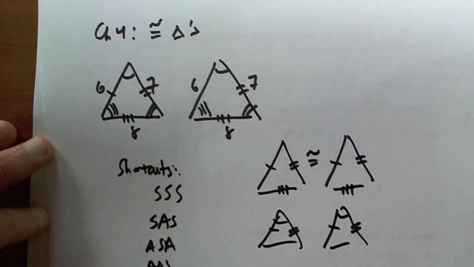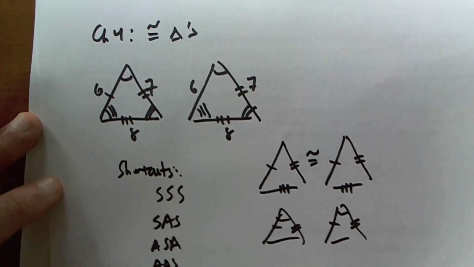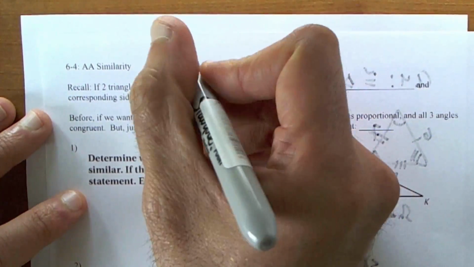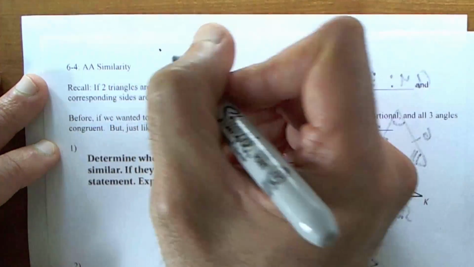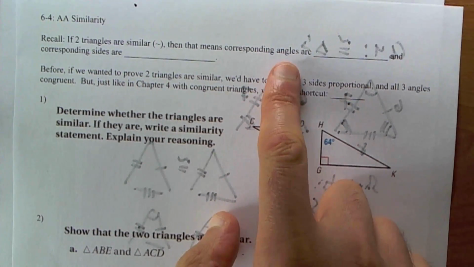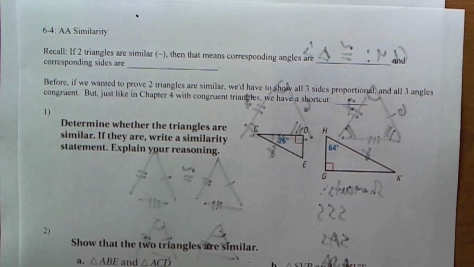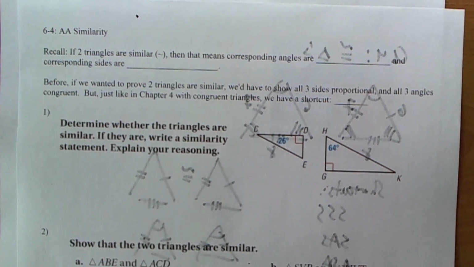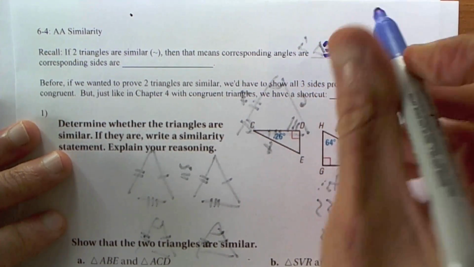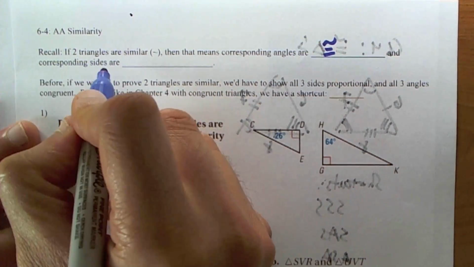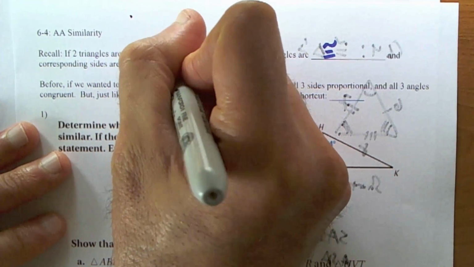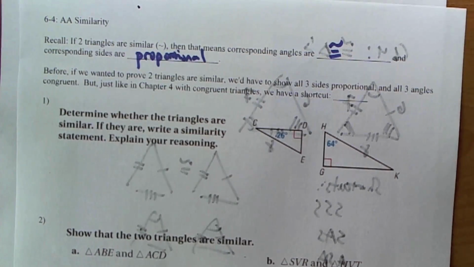What we're going to do today is the exact same thing, except for chapter 6. We're going to talk about how we can prove things similar. And remember, if two triangles are similar, that means their corresponding angles are blank and their corresponding sides are blank. What do you think that means? What does it have to be? Corresponding angles have to still be congruent, so still the same shape, but the sides are going to be different. They have to be proportional. Angles congruent, sides proportional.